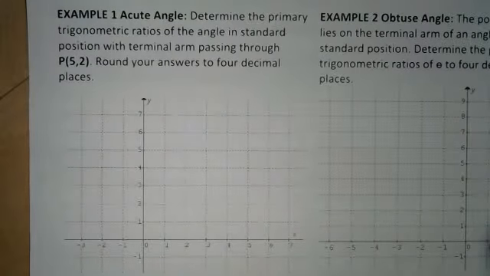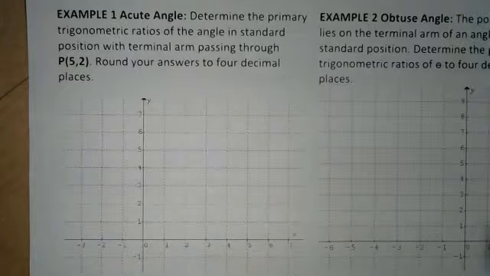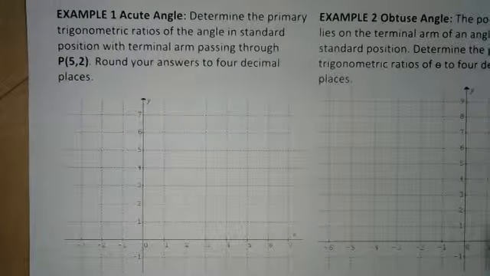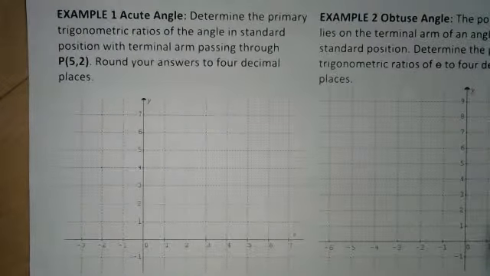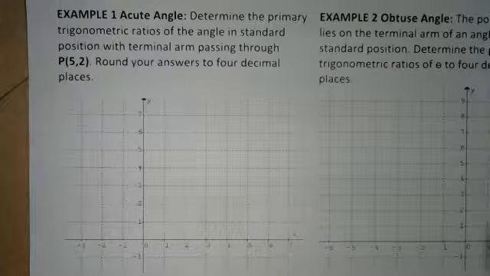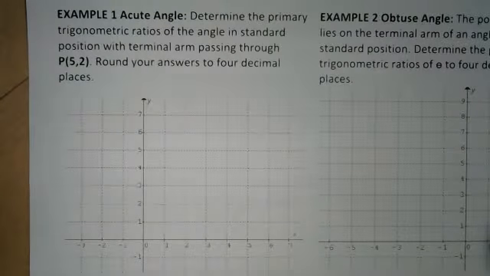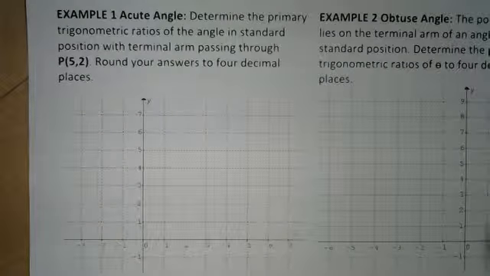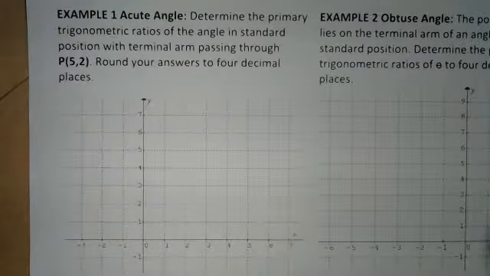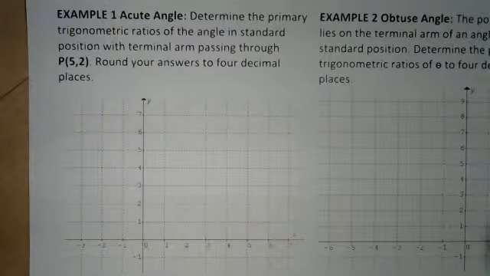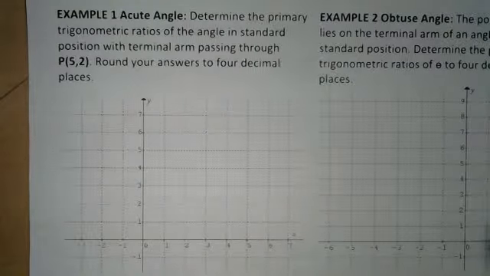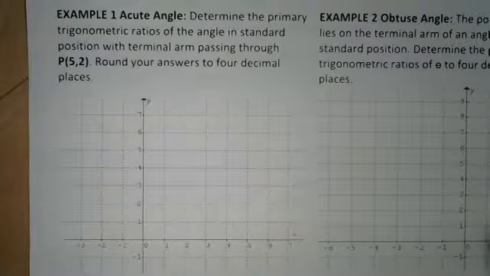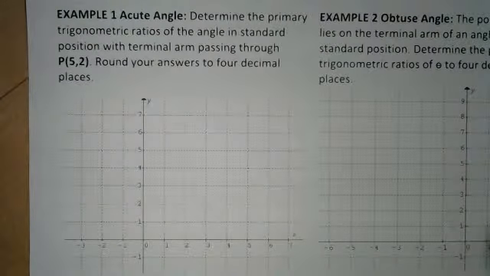So let's do a couple of examples with these Cartesian plane questions, one for an acute angle and one for an obtuse angle. This question says, determine the primary trigonometric ratios of the angle in standard position with the terminal arm passing through the point (5, 2). Round your answer to 4 decimal places. If a question tells you how many decimal places to round to, make sure you do that for your final answer. Otherwise you'll lose some marks, and we don't want to lose marks.